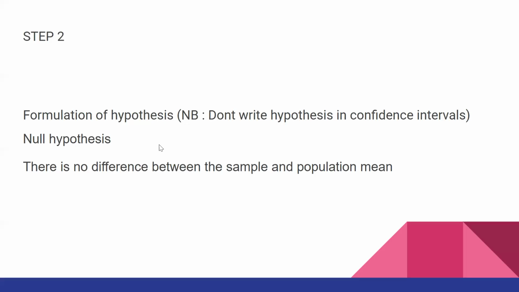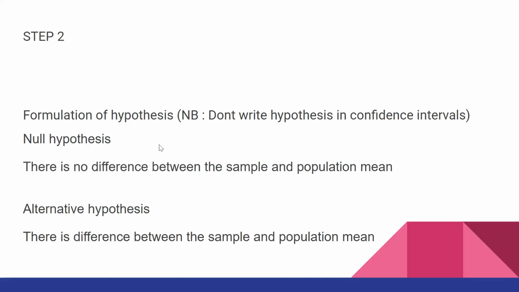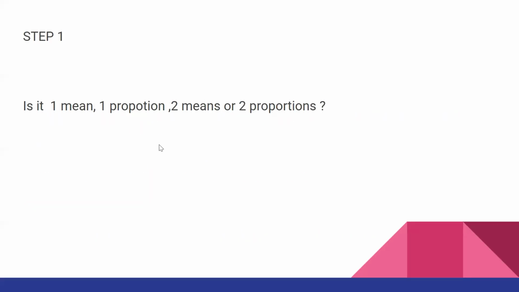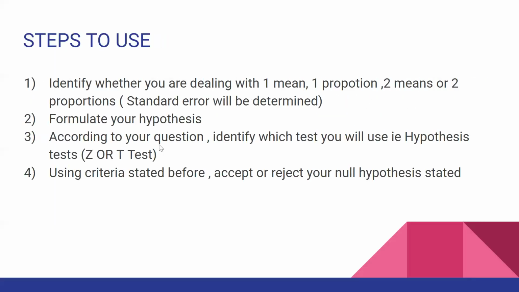So the null hypothesis I would have stated is there's no difference between the sample and population mean. Or you would have said the sample mean and population mean are equal. And my alternative hypothesis is there is a difference between the sample and population means, they are not equal. Okay, so that was just for the confidence interval. You are not doing that one.